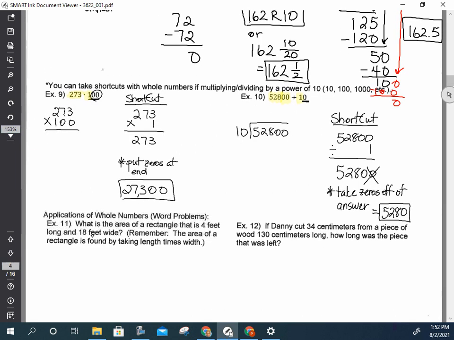But that only applies with multiplying and dividing. Adding and subtracting, there's no shortcuts for that. You have to know how to set it up and do it the long way.